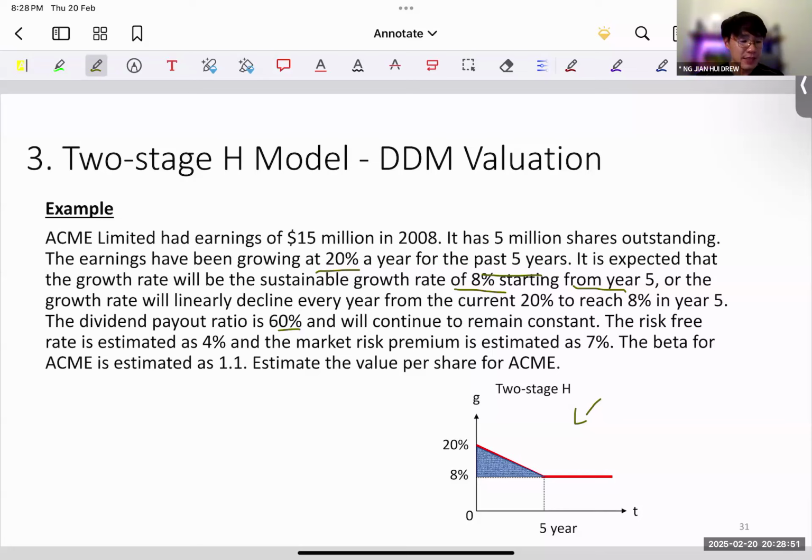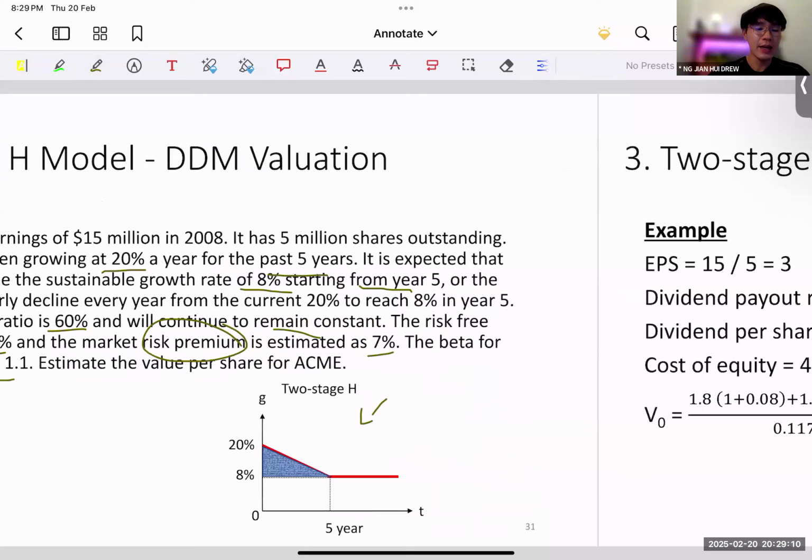Okay, dividend payout ratio is 60%, and will continue to remain constant. Risk-free rate is 4%. Market risk premium is 7%. So this is not return on markets. Beta is 1.1 again, it's the same. So let's try to estimate this, right?